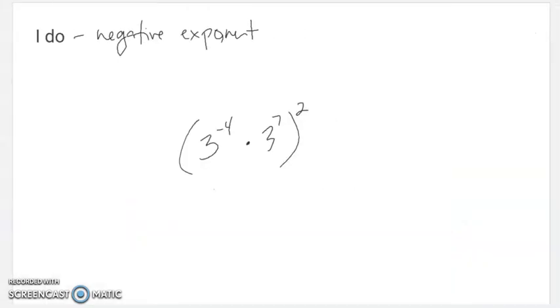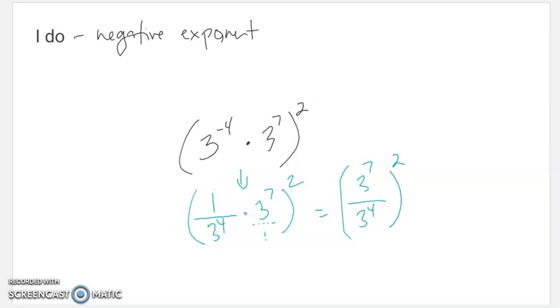Okay. One more situation that's new is what if you have a negative exponent in an expression like this? So if we do that, we've got to remember what that negative exponent means. That means it actually ends up being in the denominator, like this, right? Times 3 to the 7th, all squared. So if I imagine this is a fraction, I can combine those into one fraction. I can combine that into 3 to the power of 7 over 3 to the power of 4, all still squared.